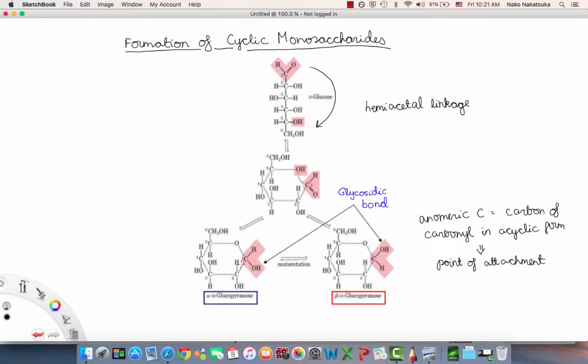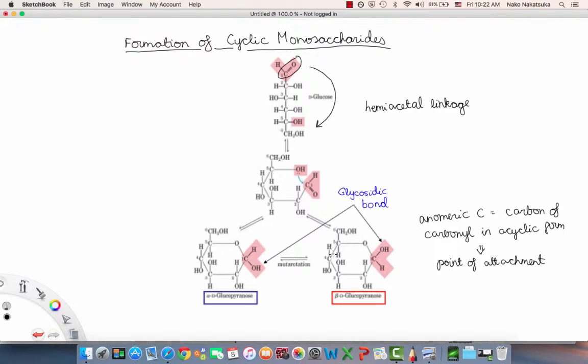And as you can see, this carbon right here is the anomeric carbon because it was the carbon that was the carbonyl group right here in the acyclic form. And also, this is going to be the anomeric carbon that is going to form glycosidic bonds with other monosaccharides when creating, for example, disaccharides. So the interconversion of alpha to beta is called mutarotation, and they have identical optical properties.